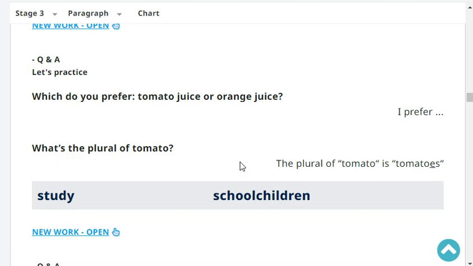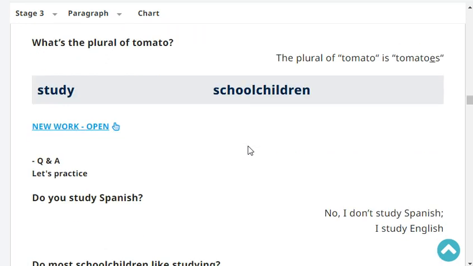Which do you prefer, tomato juice or orange juice? I prefer orange juice to tomato juice. What's the plural of tomato? The plural of tomato is tomatoes.